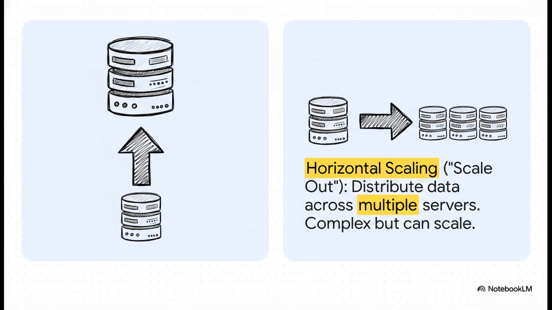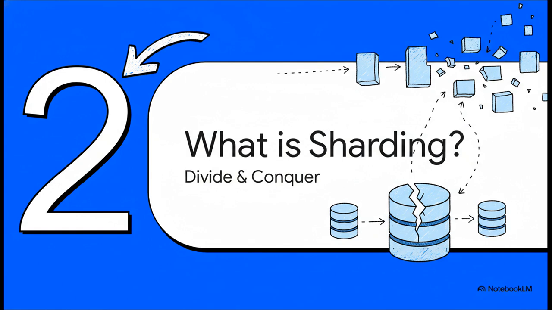So when you hit that wall, you're at a fork in the road. Path 1 is scaling up, or vertical scaling. This is the simple route. You just buy a bigger, beefier server. More CPU, more RAM, the whole deal. But you can only buy so much server. Eventually, you hit a hard ceiling. Path 2 is scaling out, or horizontal scaling. Instead of one giant server, you bring in a whole team of smaller servers and spread the work across them. It's definitely more complex, but its ability to scale is practically infinite.